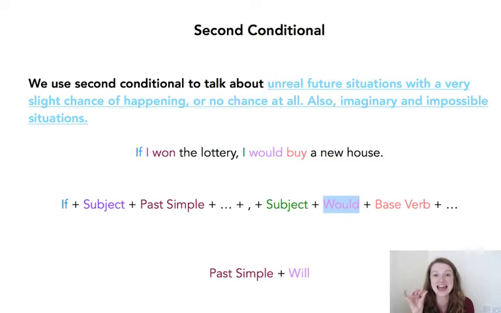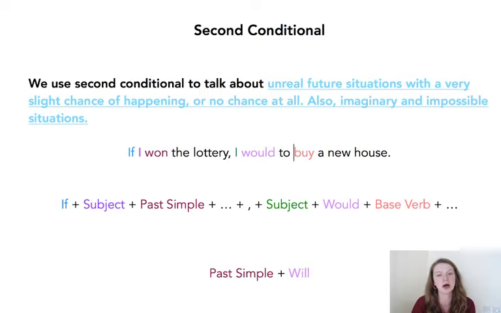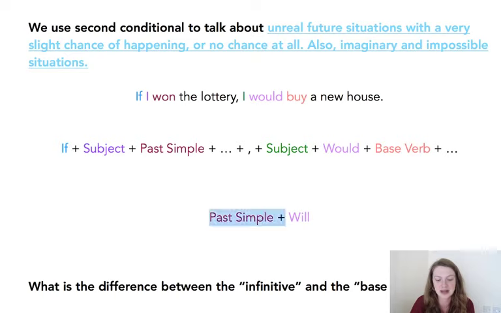Okay, don't pronounce the L, not would. Would. It's pronounced exactly the same as the word would. Okay, would. Base verb, buy. So we don't say, I would to buy, which I hear some students say, and they use the infinitive. But we don't use the infinitive, we use what's called the base verb, which is essentially the verb, but without to, okay? I would buy a new house. Super simple. So if you want it even simpler than that, we can say it's past simple plus would. Okay, past simple plus would.